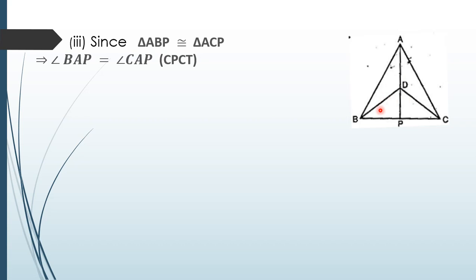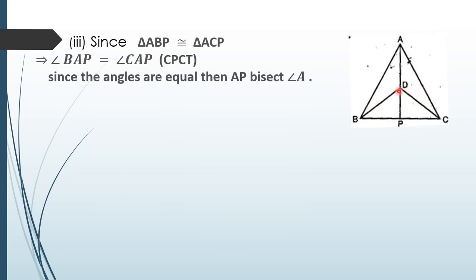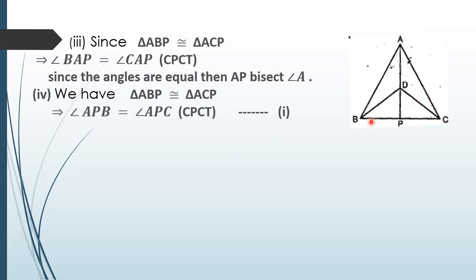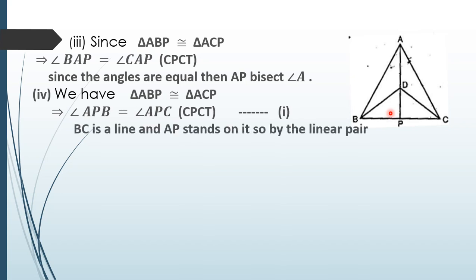As these two triangles are proved congruent, by corresponding parts of congruent triangles, we can write angle BAP is equal to angle CAP here again, and since the angles are equal, AP bisects angle A. Now, we have triangle ABP congruent to triangle ACP, so angle APB and angle APC are equal by CPCT, that is, corresponding parts of congruent triangles.